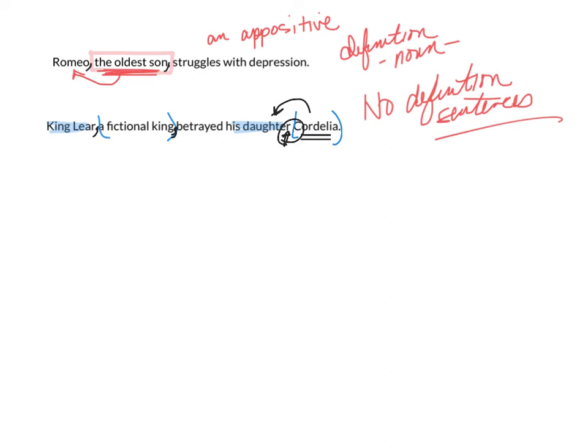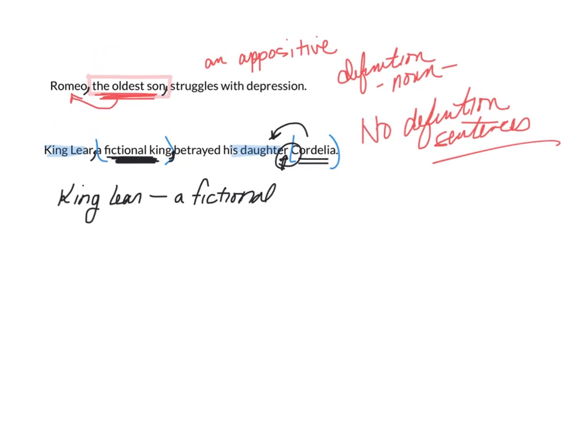Now, what if I wanted to emphasize that Lear is a fictional king, that this is not one of Shakespeare's historical plays? Although, to be perfectly honest, his histories, those kings are kind of fictional too. Shakespeare makes that crap up. However, if I want to really draw attention to the definition, instead of using commas, I can say King Lear, dash, a fictional king. Oh, geez, my pen is giving me grief. Dash, betrayed his daughter.